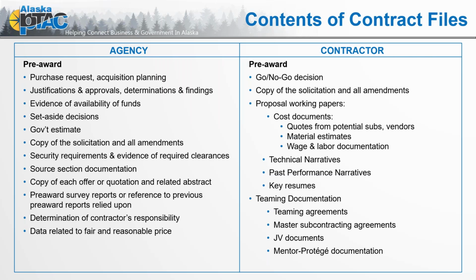And kind of the counterpart flip of that is internally, as we see that solicitation, do we have a go, no go decision? And if we decided yes, obviously, because we're talking about contract closeout, we determined we're going to go ahead and go after that. What were those decision factors that you decided this was a contract worth pursuing? Back to the agency side, we have justifications, approvals, determinations and findings, evidence of availability of funds, set aside decisions, the estimate, copy of solicitation and all amendments, security requirements, evidence of required clearances, source selection, and the list continues.